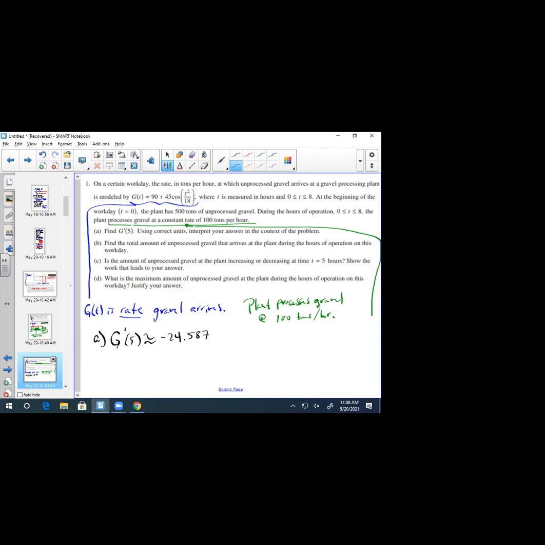Well, that means that the rate that the gravel is coming in or arriving is decreasing at a rate of 24.587 tons per hour when t is equal to 5, right? So the rate that gravel is arriving is decreasing at 24.587. Let me say the units correctly. Tons per hour per hour. There we go. Tons per hour per hour.